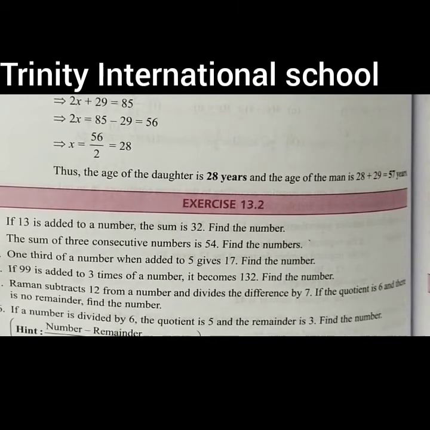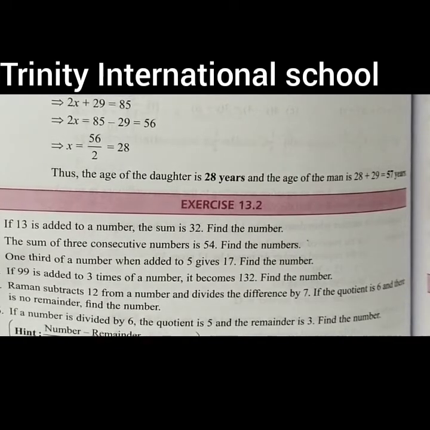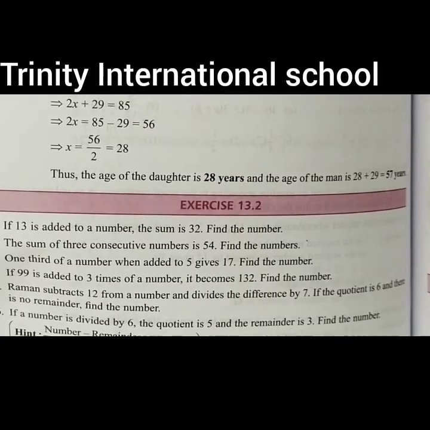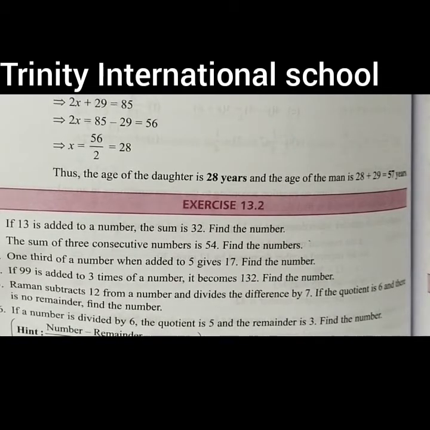So, consecutive matlab kya hota hai? Consecutive number matlab ek ke baad ek. Jaise 1, 2, 3 is a consecutive number. 2, 3, 4 is a consecutive number. But if you write 1, 3, 5, they are not consecutive numbers, because wo ek ke baad ek nahi aata hai.